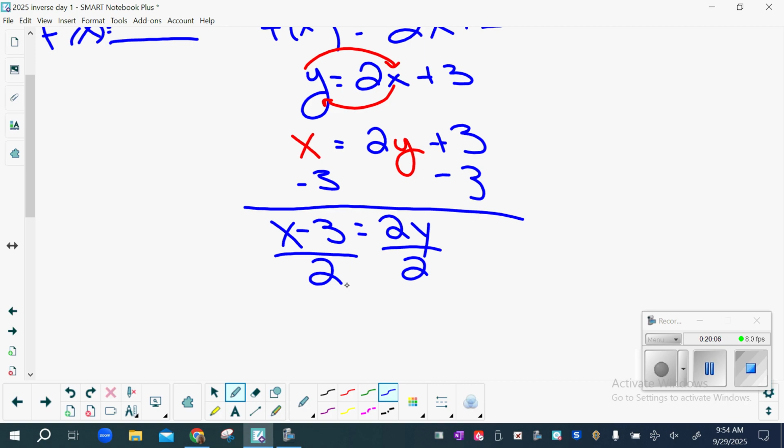You have two options here. You can leave it like this, or you could get fancy and go like this. I don't care. Either way is fine with me. Talk to me. Why do we have to get y alone if y was already alone?